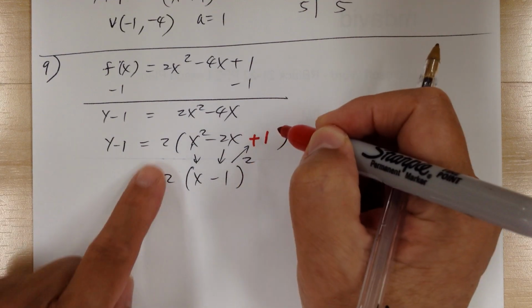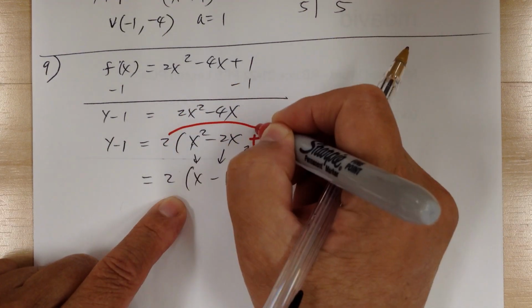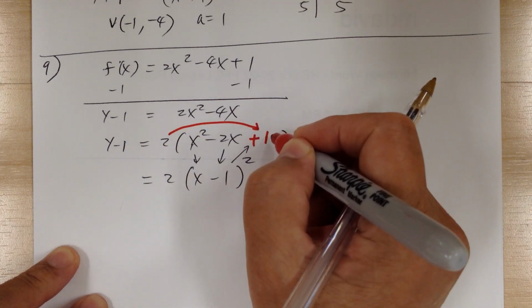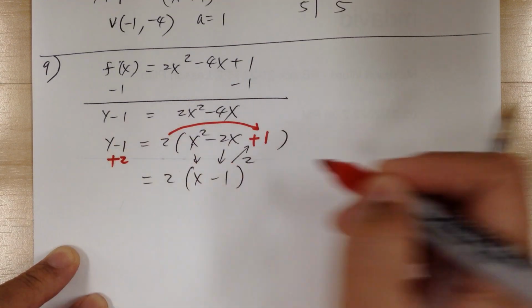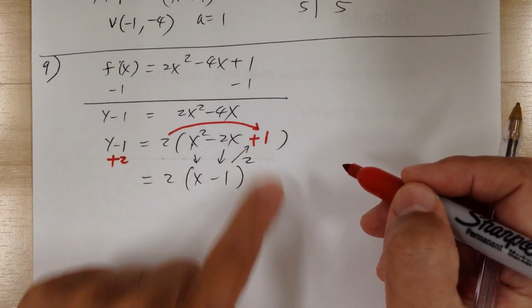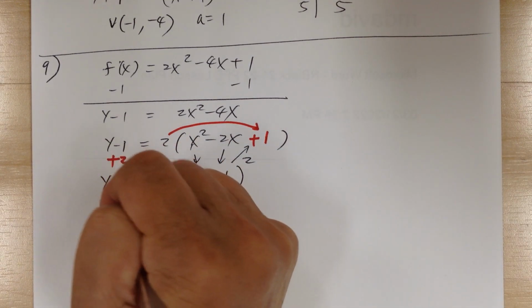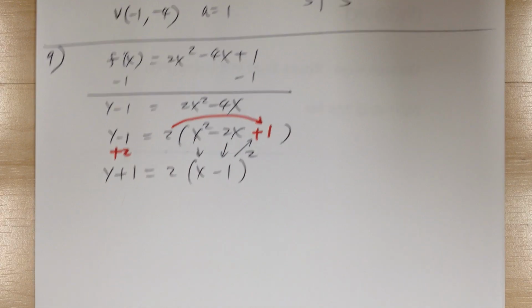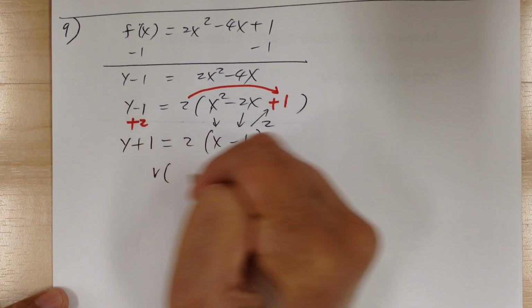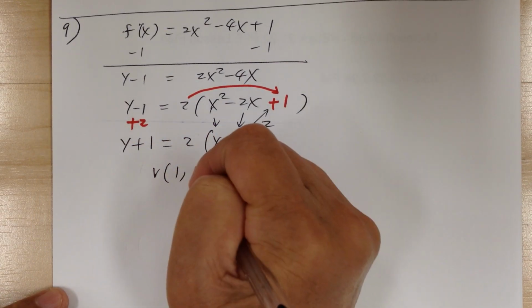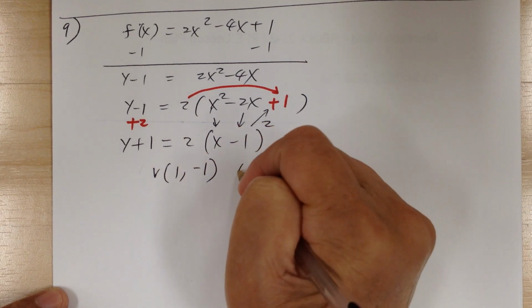But notice there's a 2 times in front. So that means you're actually adding 2. So you have to plus 2, because again there's 2 times that. So that means this is going to become y plus 1. Okay, so now you're all set. So the vertex would be 1 comma negative 1, and a equal to 2.